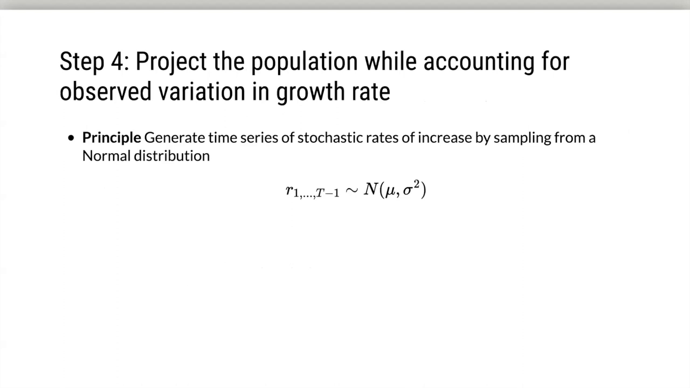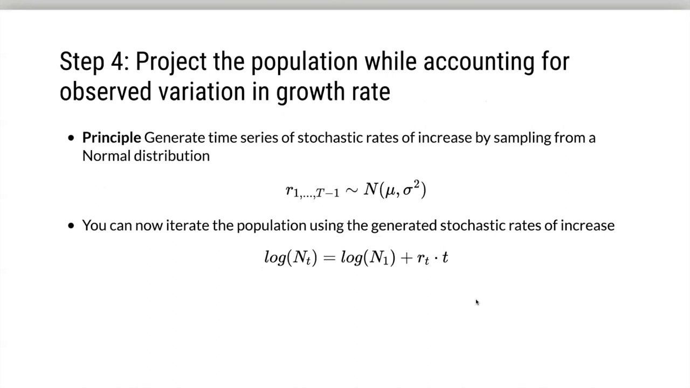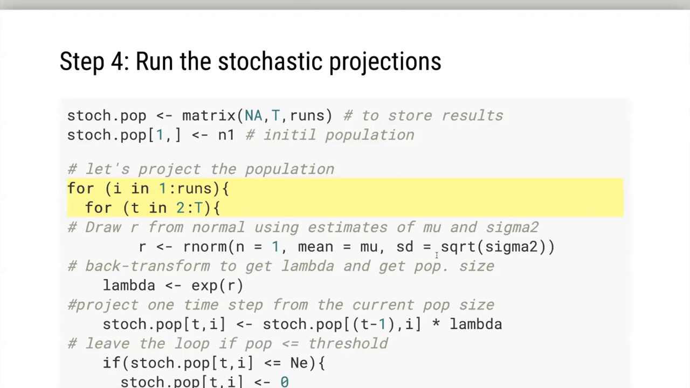So let's project the population while accounting for environmental variance. We iterate the population using the same equation as before, except that R is not just a fixed value of the mean rate of increase, but this time each year the rate of increase is going to be different. For that, we will draw a value of R every year for every simulated population from a normal distribution with mu mean rate of increase and sigma squared environmental variance. And we repeat this until the last time step for each run. So it's a bit longer than what we did just before. That was like a second, even less than that. So a bit more lines in the code, but we're going to go through that together in a bit.